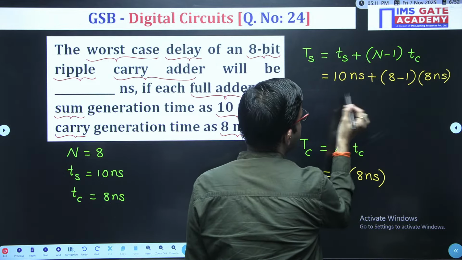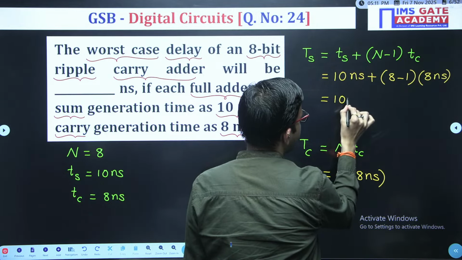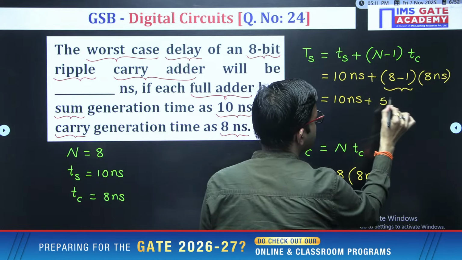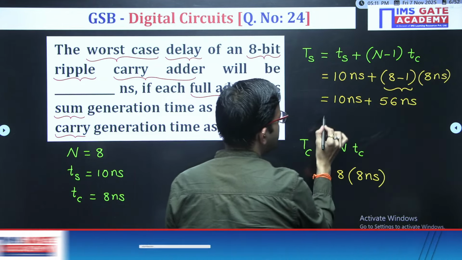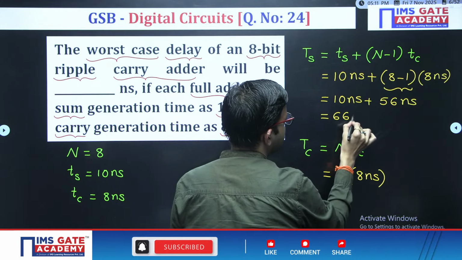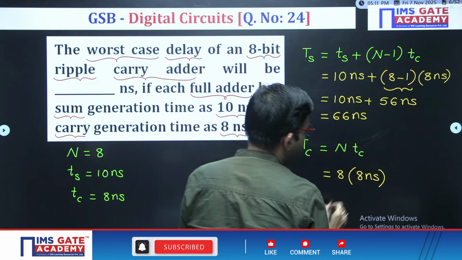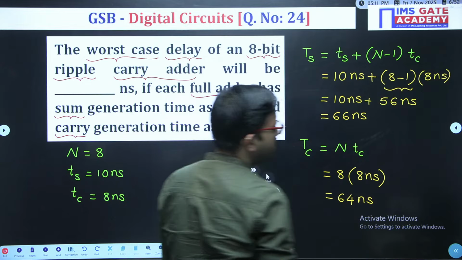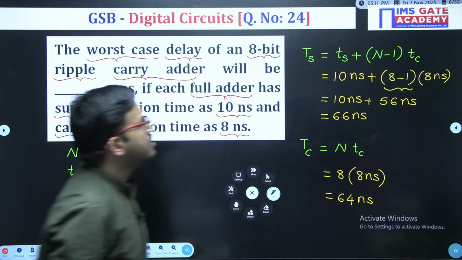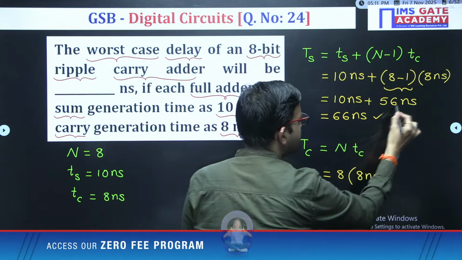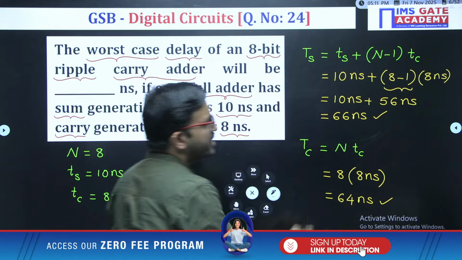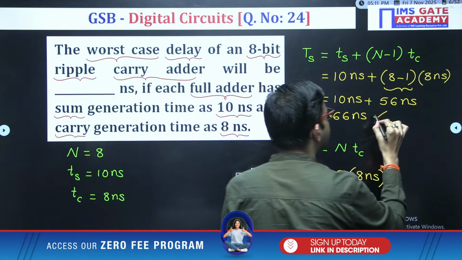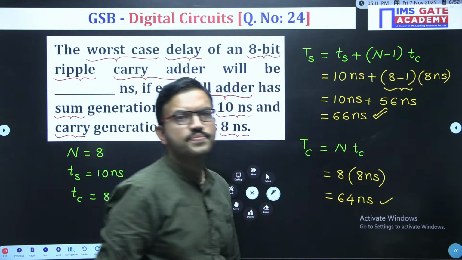So in this case, you have 10 nanosecond as it is. 8 minus 1 is 7, 7 8s are 56. So 56 plus 10, that is 66 nanosecond. Here 8 8s are 64, so you get 64 nanosecond. So the sum delay is 66 nanosecond and the carry delay is 64 nanosecond. Among these two, the largest value is obviously 66 nanosecond. So this is the final answer.